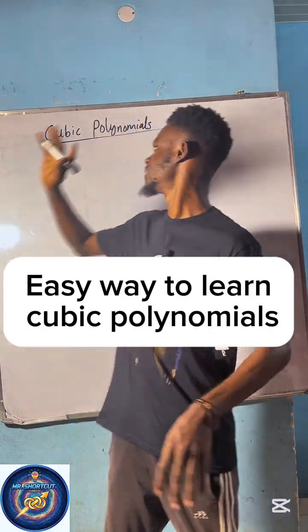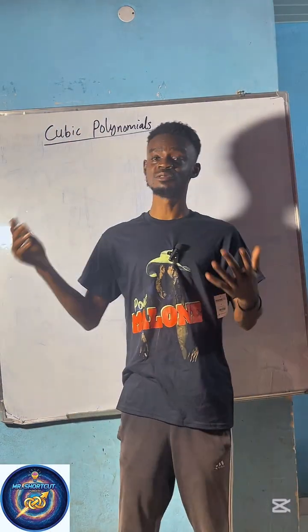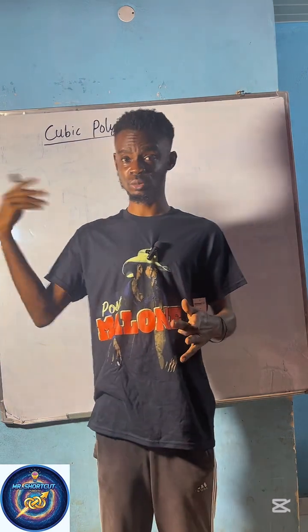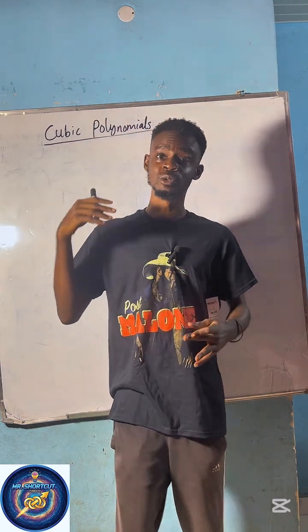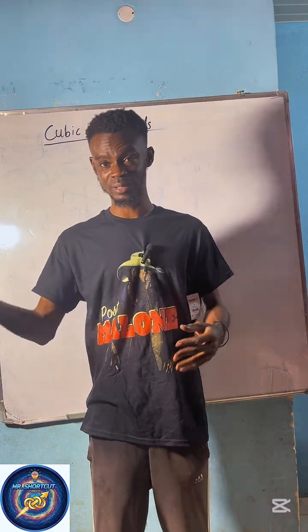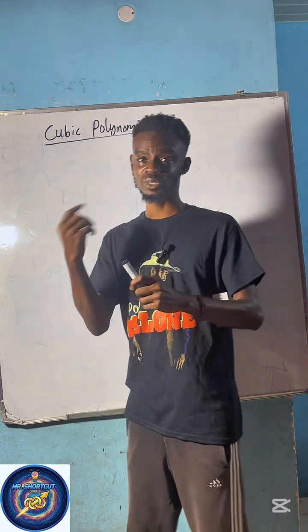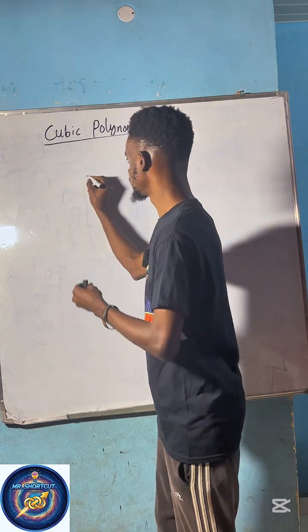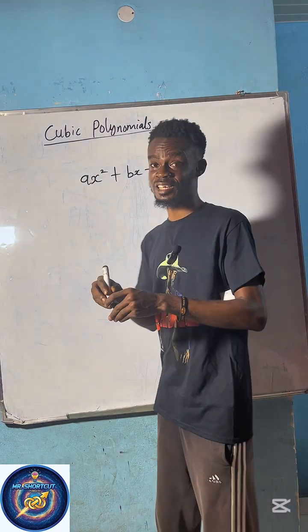What we have today is cubic polynomials. We have different kinds of polynomials. We have quadratic polynomial, we have cubic polynomial. We also have the polynomials that are raised to the power of 4, that is the fourth degree polynomials, and so on.